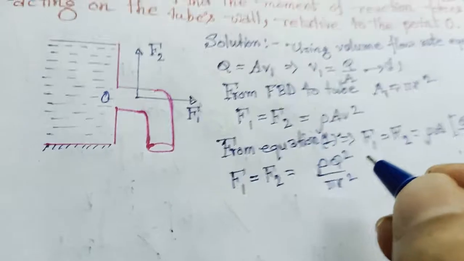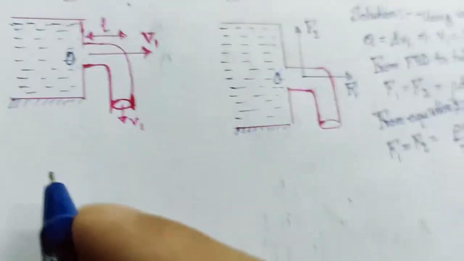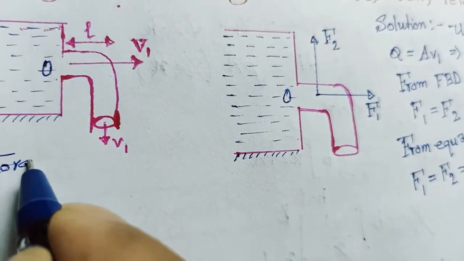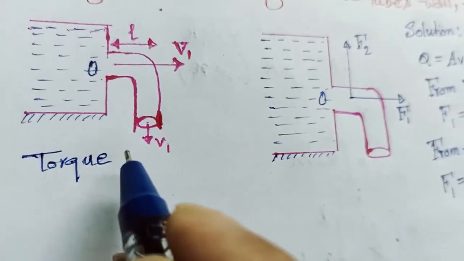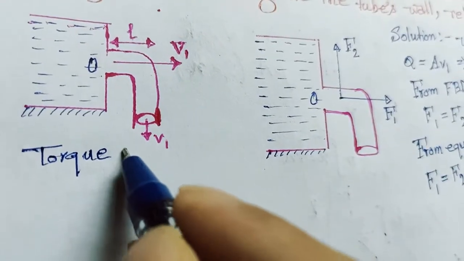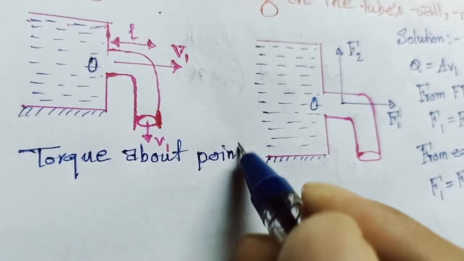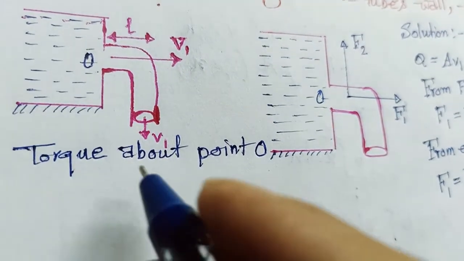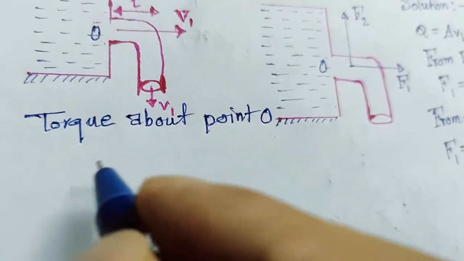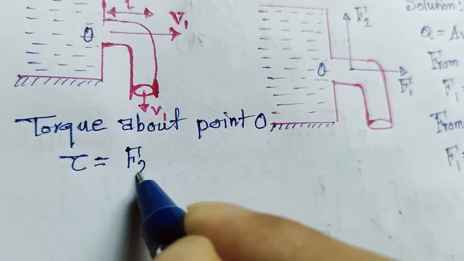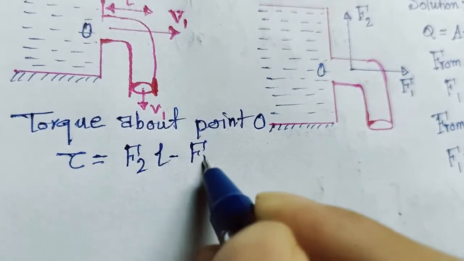So, torque about the point O. Torque about point O is given as tau equal to F2 L minus F1 into 0.